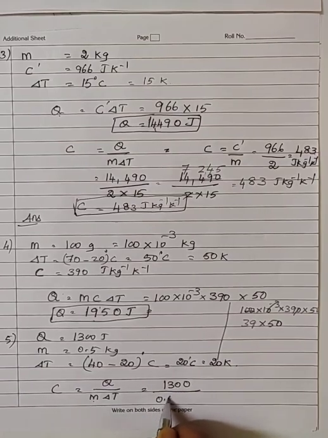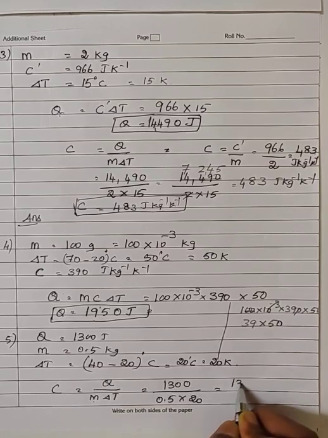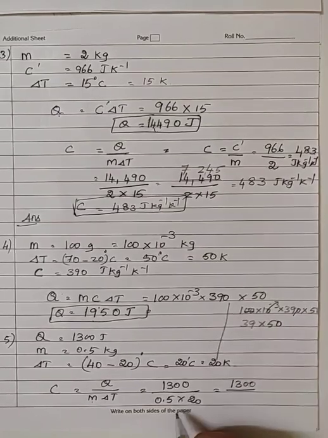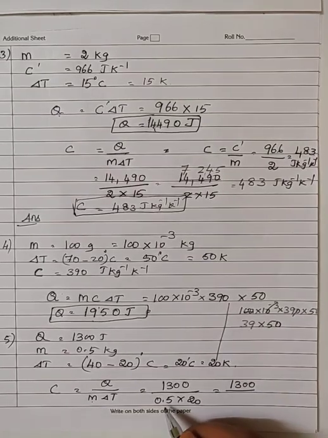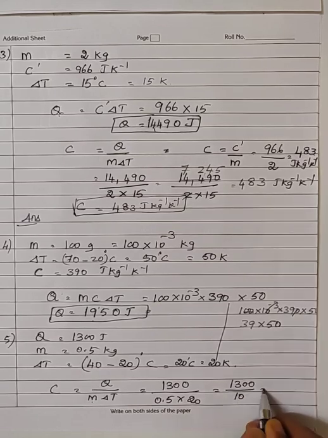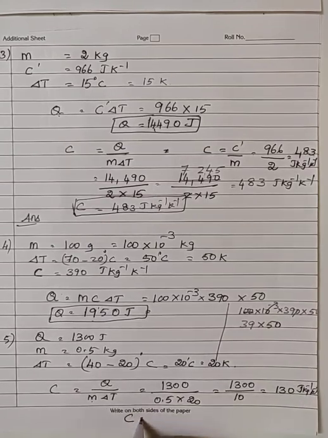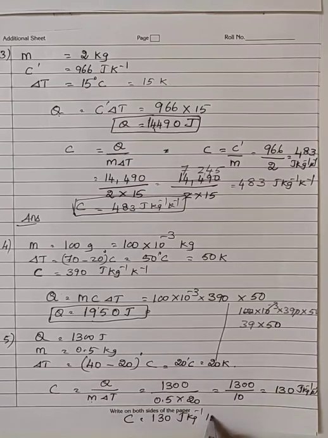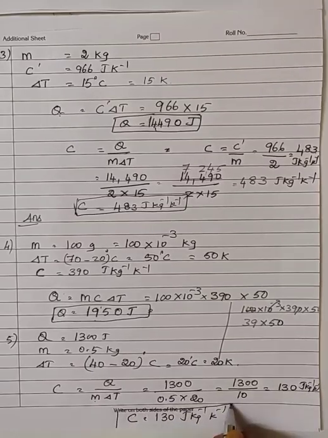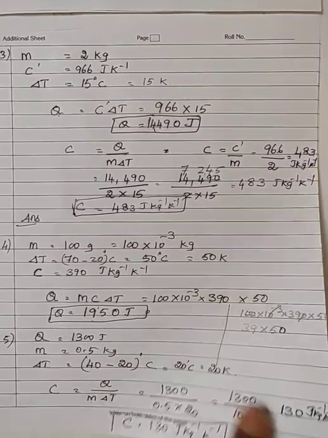M is 0.5 and delta T is equal to 20, which is equal to 1300 divided by 0.5 into 20. 0.5 into 20 is equal to 10, which is equal to 130. SI unit of specific heat capacity is joule per kilogram per Kelvin. That is, C is equal to 130 joule per kilogram per Kelvin. Yes. Come to the sixth question.